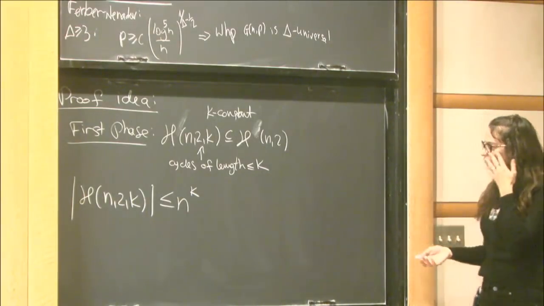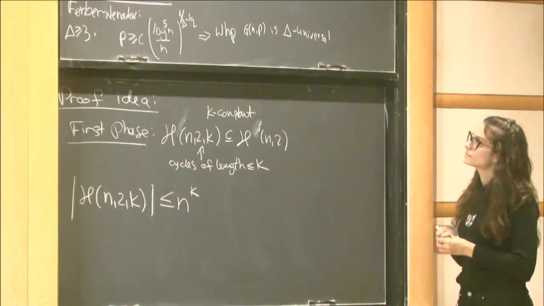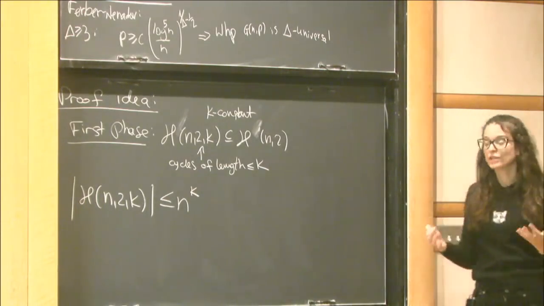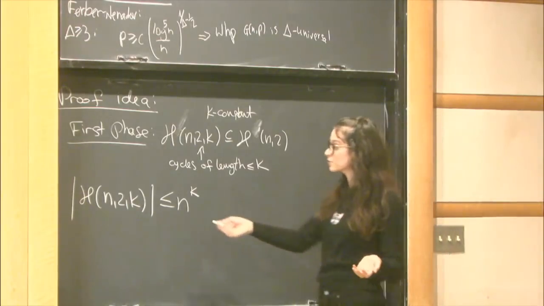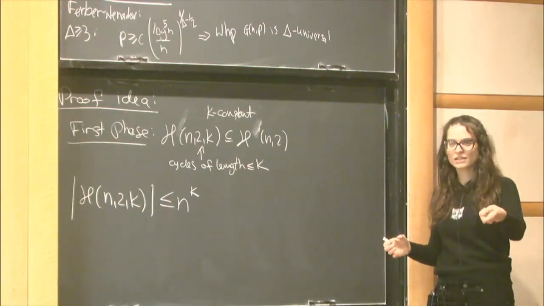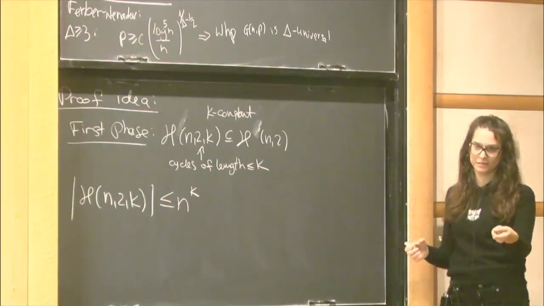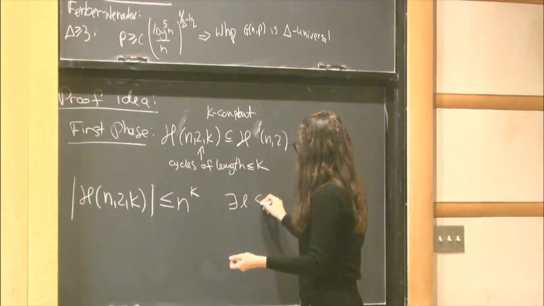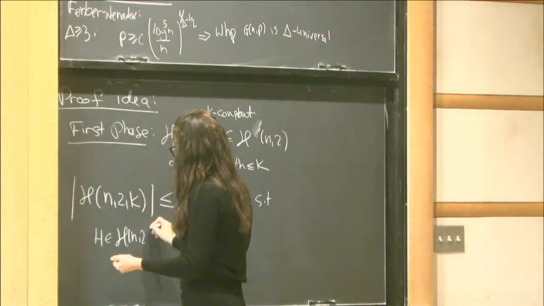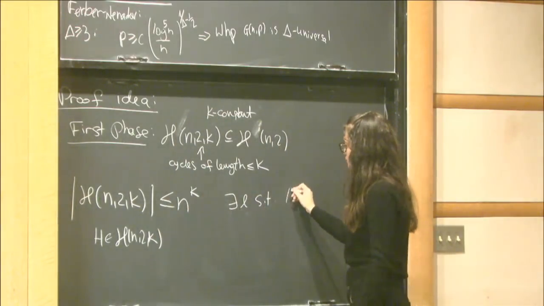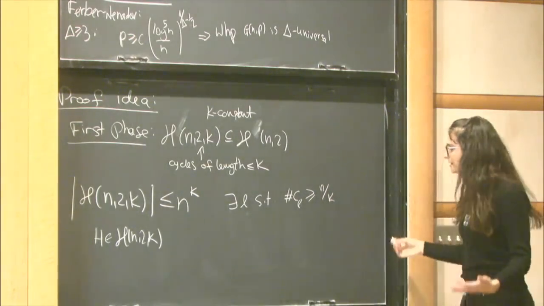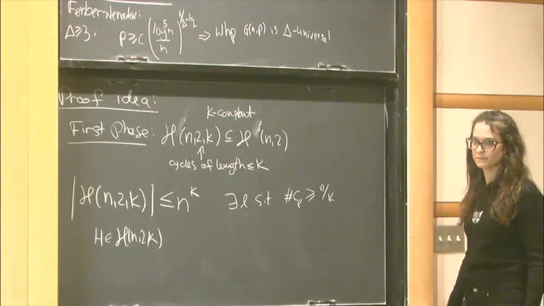So how do we prove universality of this family? I will use the Johansson-Kahn-Vu theorem. Since we have only a constant number of possible cycles, there is one specific cycle that appears a linear number of times. So if we take H from this family, there exists some cycle such that the number of these cycles is at least n over k, or linear. It doesn't really matter which; it is some number less than k.